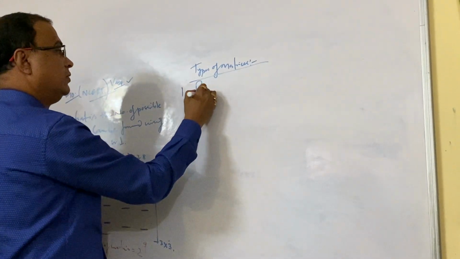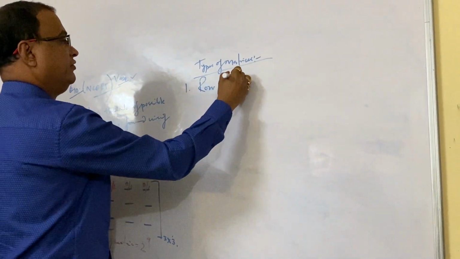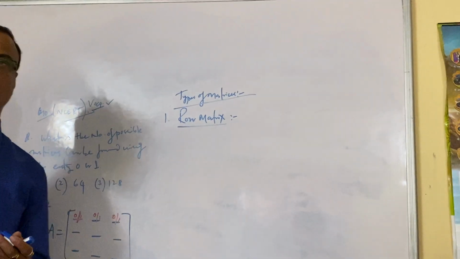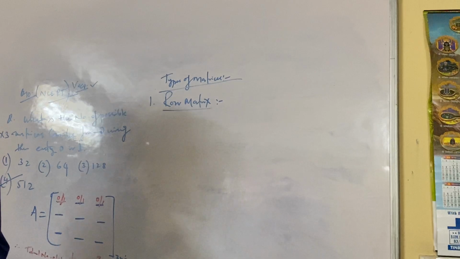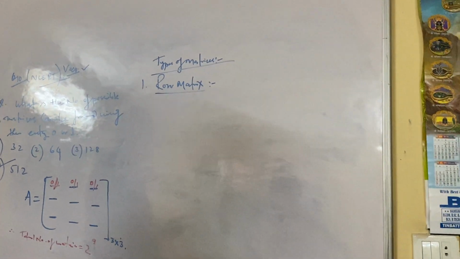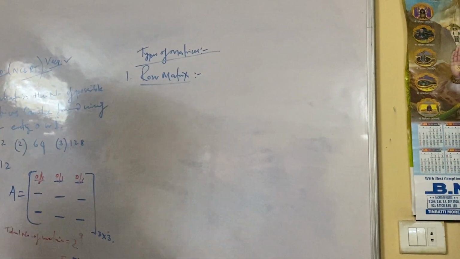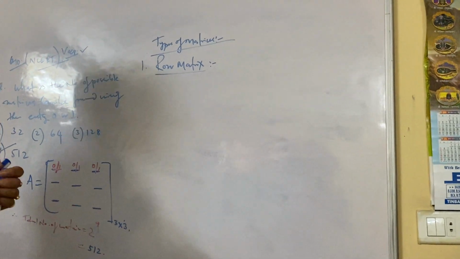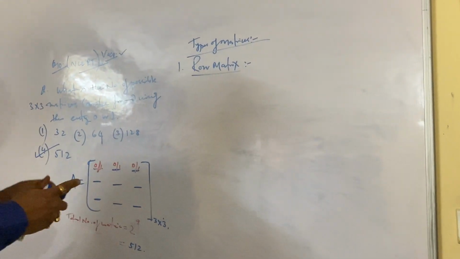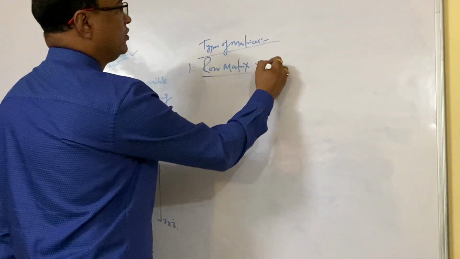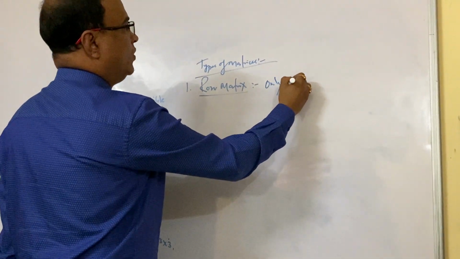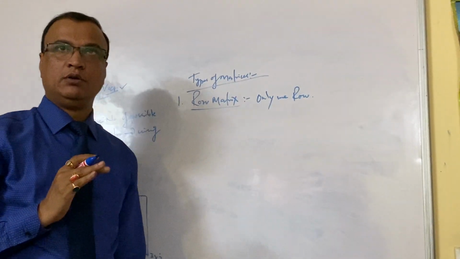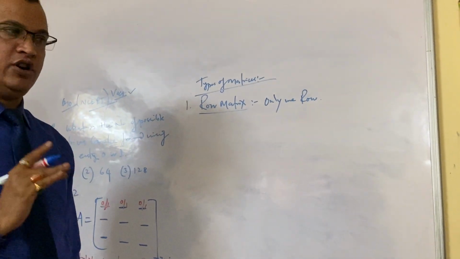Number 1, row matrix. In a very nutshell I will define, because these all are easy terms, you know that. Only we have to know the terms, because while using the operations and doing the sum, we need to identify which type of matrix we are working with, because without identification it may be a problem for you. So row matrix, as the name indicates, means it has only one row. There may be infinite number of columns, but number of row is only one.